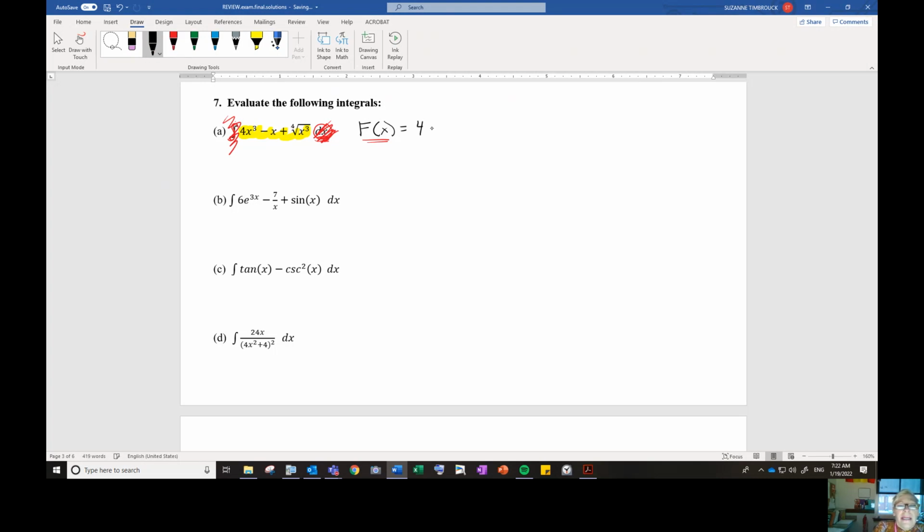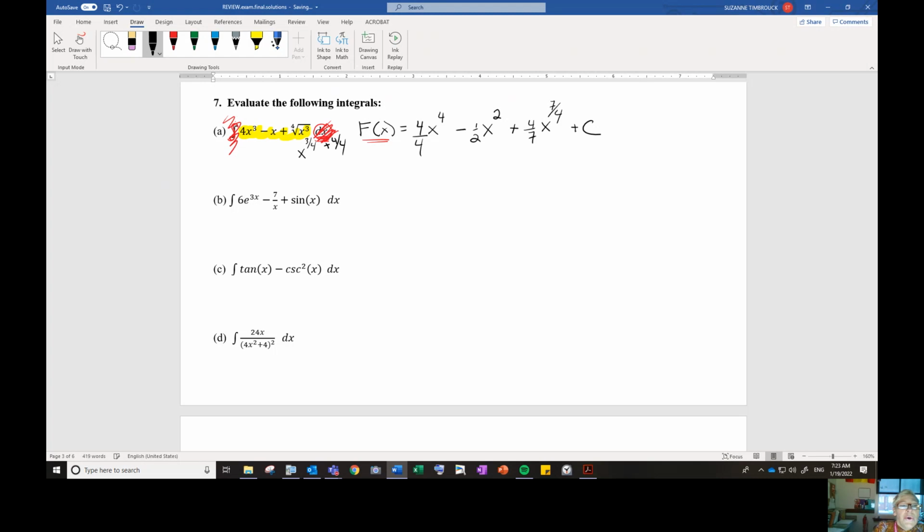Okay, constant multiplier, keep that 4. Add 1 to the exponent, divide by that new exponent. Minus x, add 1 to the exponent, divide by the new exponent, or multiply by its reciprocal. The 4th root of x cubed is actually x to the 3/4. So we're going to add 1 to the exponent, add 4/4. So we end up with x to the 7/4, and then multiply by the reciprocal 4/7.